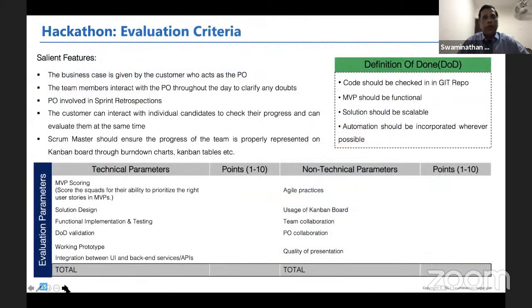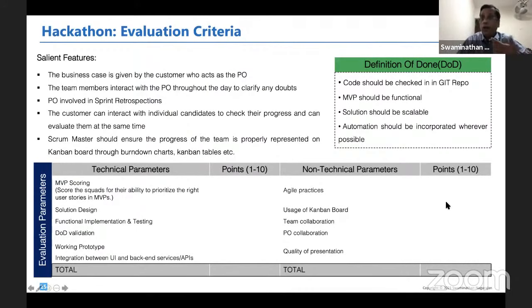So evaluation criteria for a hackathon could be: what is the minimum viable product? What is the level of solution design? What is the definition of done? When you say you have completed this, for example, the code should be checked in to the GitHub repository, the minimum viable product should be functional, and the solution should be scalable. Whatever criteria you agree upfront in the hackathon, that's how you will be evaluated.